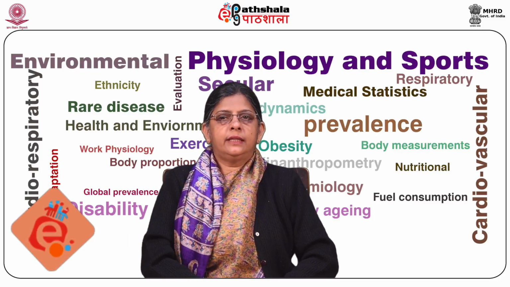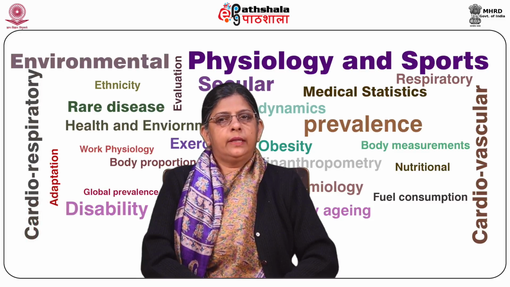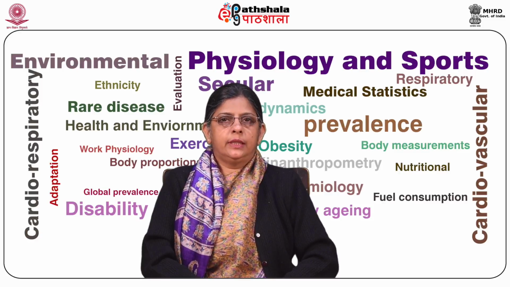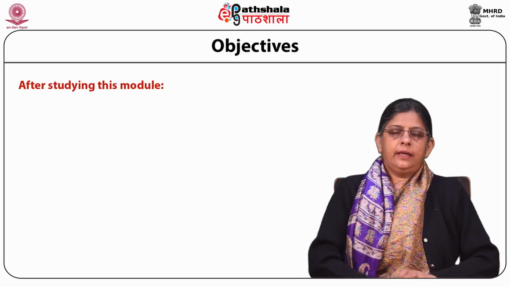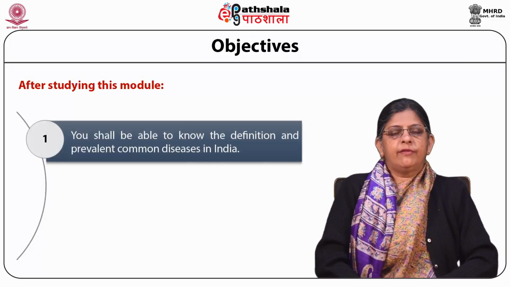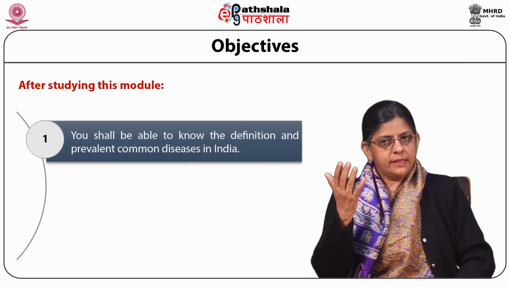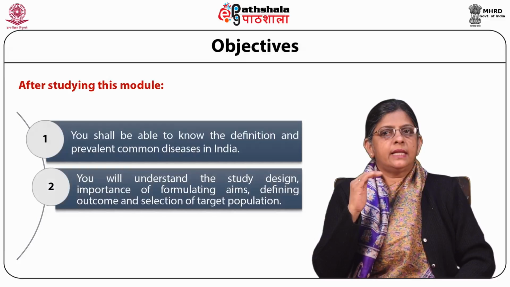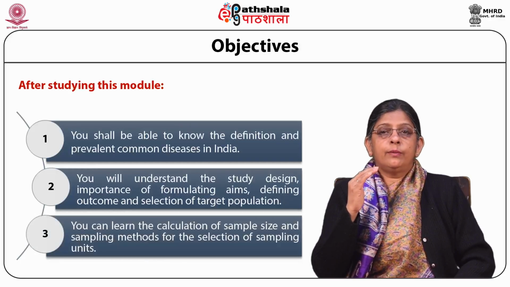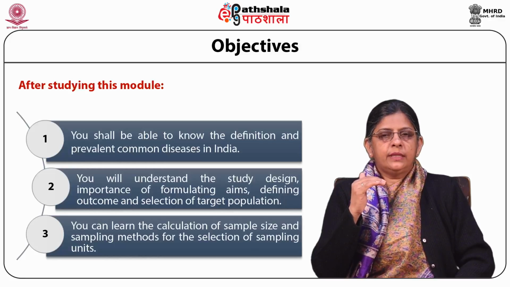Today, we will study the module Prevalence of Common and Rare Diseases from the paper Physiology and Sports Anthropology. The objectives of this study are, we will be able to know the definition and prevalent common diseases in India. We will also understand the study design, importance of formulating aims, defining outcome and selection of target population. We will also be able to calculate the sample size and sampling methods for selection of sampling units.